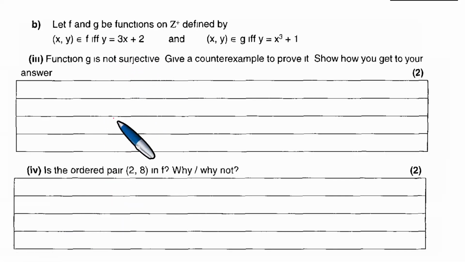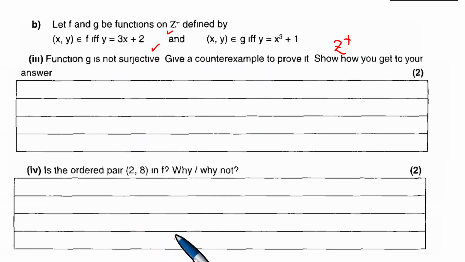Let f and g be two functions on positive integers, Z plus. They are defined by: xy is an element of f if and only if y is 3x plus 2, and xy is an element of g if and only if y is x cubed plus 1. Now function g is not surjective.